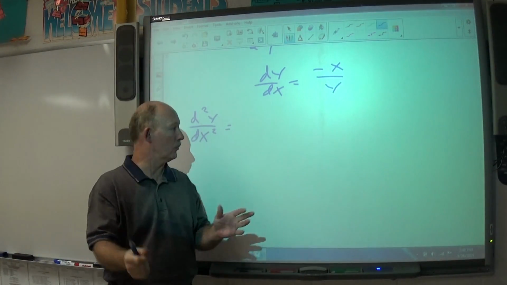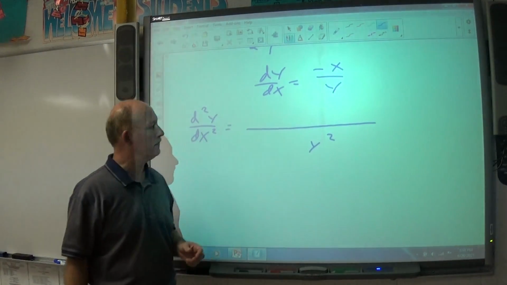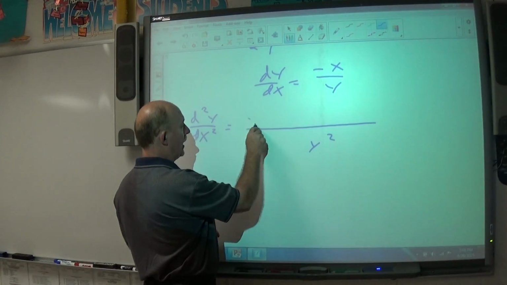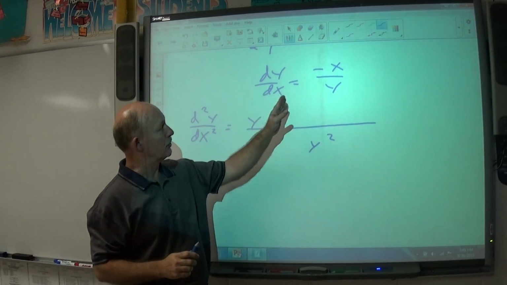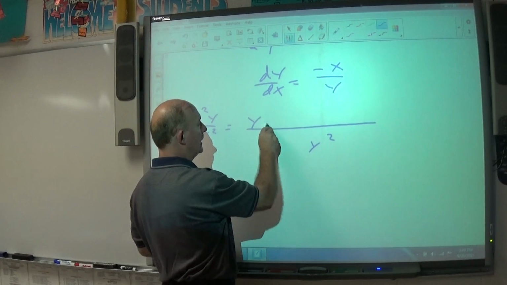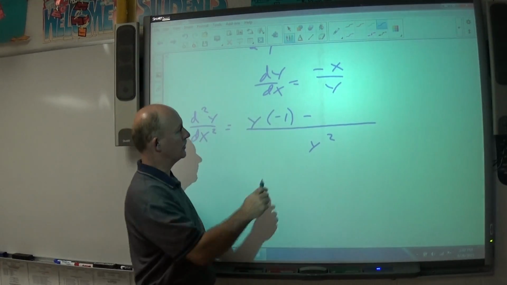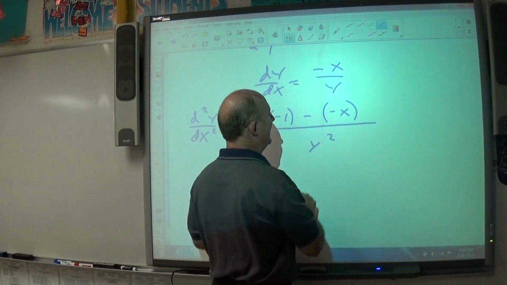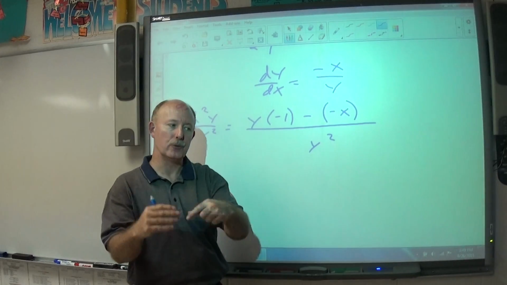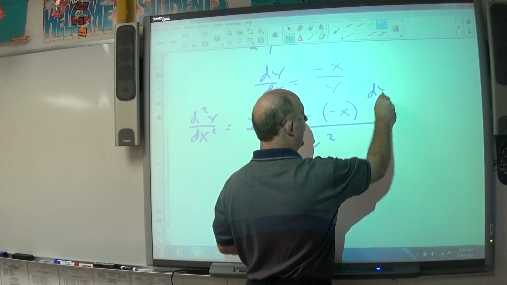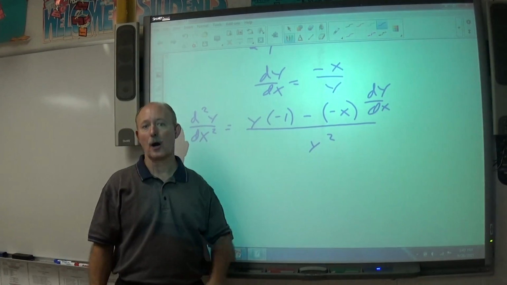Now, you remember the quotient rule. We start off with the bottom squared, so y squared. Now, across the numerator, you take the bottom, so y times the derivative of the top. The derivative of negative x is negative 1, minus the top, which is negative x, times the derivative of the bottom. Now, the derivative of y with respect to x, remember, is dy over dx. Now, this describes our second derivative.